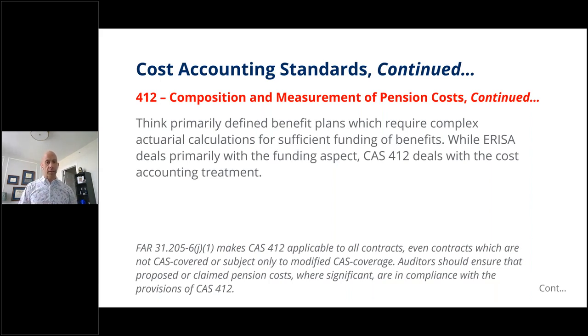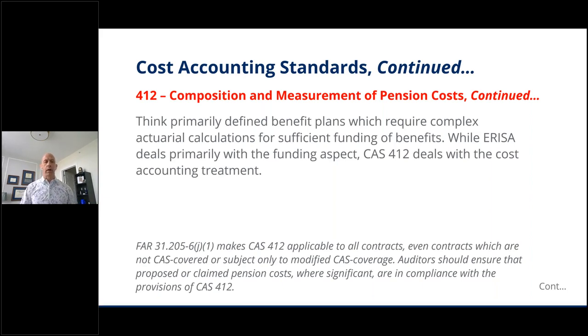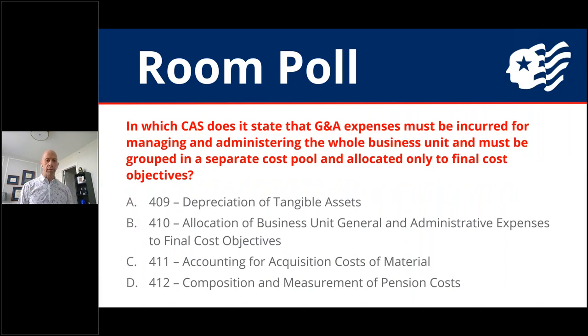Liz, we've got a polling question coming up in just a second, so I'll let you get queued for that. The note here at the bottom of the screen, you're going to see this note on a few more of these slides. This is where I said earlier that there are provisions in the FAR that make certain CAS applicable to all contracts, even contracts which are not CAS-covered or subject only to modified CAS coverage. So if you happen to have a defined benefit plan, CAS 412 likely applies to you and you need to deal with it. If you have a defined contribution plan, probably not something you need to be concerned about right now. All right, with that, Liz, if you'll kick off that question for us, please.